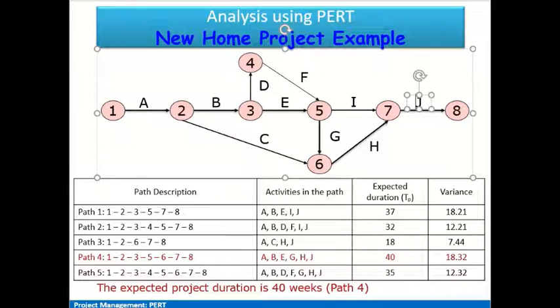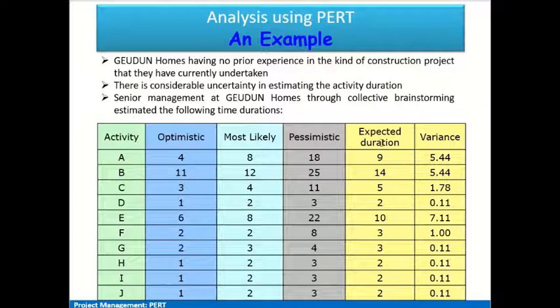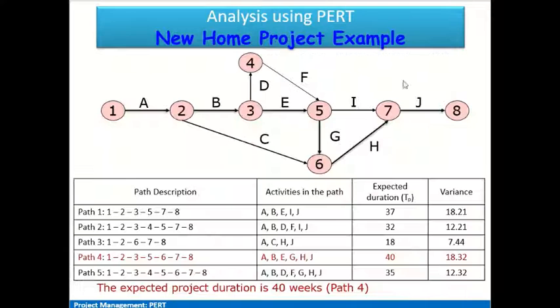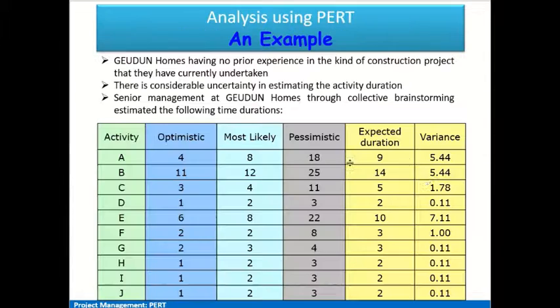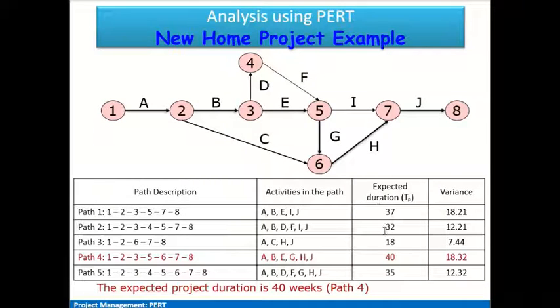For each of them we have already calculated the expected durations. So if we sum up the expected durations along this path of activities A, B, E, I and J, we get 37 weeks as the expected duration for this particular path. Similarly, for the second path, we sum the expected durations calculated for activities A, B, D, F, I and J, which we have already done in this table, and we get the value of 32 weeks. Similarly, we do this for the other paths.